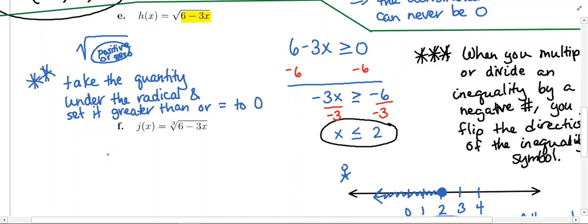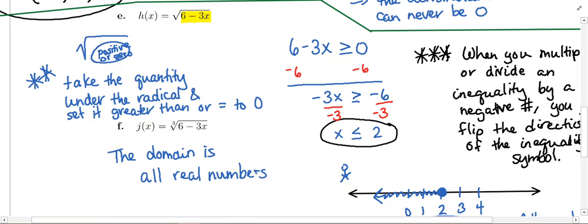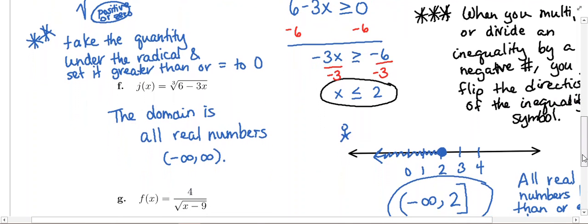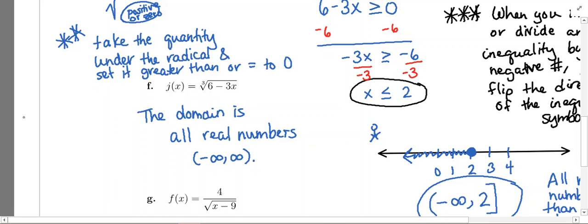So the domain here is going to be all real numbers. And just remember that's from -infinity to +infinity. This is going to be true of all cubed root functions. The domain is always going to be all real numbers. So I'll write that out here.